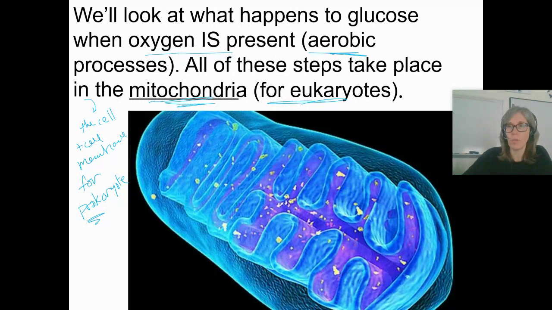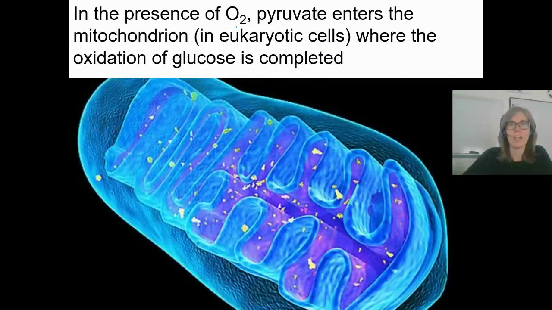Prokaryotes, remember, no nucleus, no mitochondria. They can still do this process, a lot of them can, but they wouldn't do it in a mitochondria because, of course, they don't have any internal membranes, and boy, this mitochondrion sure is membranous, right? Okay, so in the presence of oxygen, the pyruvate, the half glucose, enters a mitochondrion, if you're a eukaryote, and the oxidation of glucose is completed.